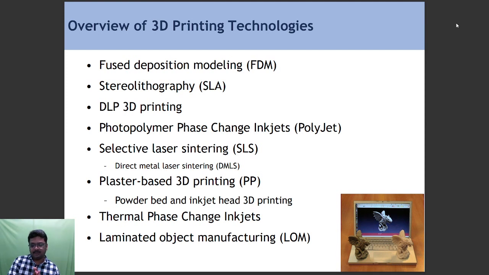But in the industrial sector as well as in the academic sector, these are some of the predominantly used 3D printing technologies. Some of them are fused deposition modeling, stereolithography, then DLP 3D printing, then photopolymer using inkjet printers, then SLS, then plaster based 3D printing, then thermal based inkjet materials, and laminated object manufacturing. These 6 to 7 technologies are the wider technologies predominantly used in all sectors for producing 3D printed parts.